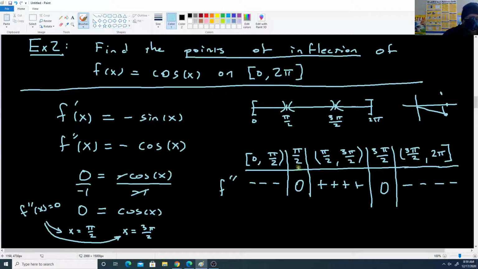So to finish this up, we have our table of what the second derivative is doing. It's negative for a while, then it's 0 at pi over 2, then it's positive for a while, then it's back to 0 at 3 pi over 2, then it's negative for a while.